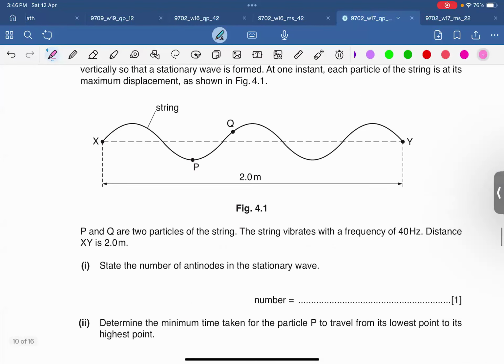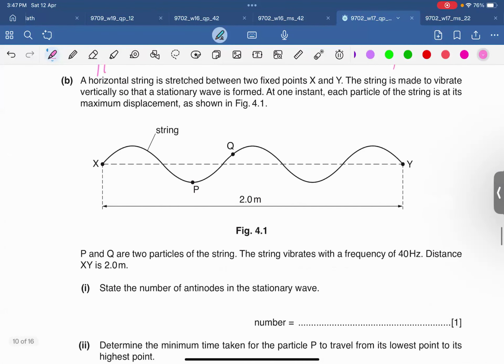Now, who is reading the question? Gulmeena, please read the question. A horizontal string is stretched between two fixed points, x and y. The string is made to vibrate vertically so that a stationary wave is formed. At one instant, each particle of the string is at its maximum displacement, as shown in figure 4.1. P and Q are two particles of the string. The string vibrates with a frequency of 40 hertz. Distance xy is 2 meters. State the number of antinodes in the stationary wave.